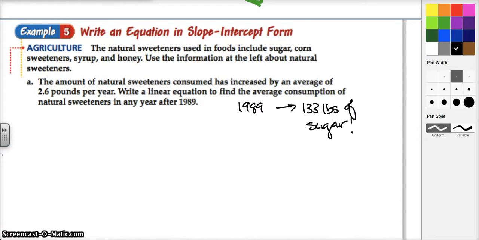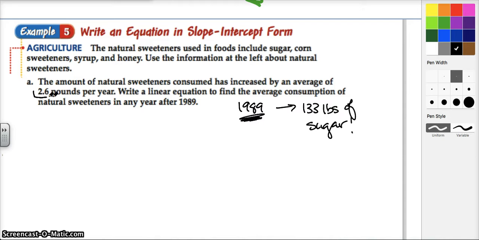The natural sweeteners in foods, they've already told us what they are given by this information. The amount of natural sweetener consumed has increased by an average of 2.6 pounds per year. Write a linear equation to find the average consumption of natural sweeteners in any year after 1989. So we know the starting year, we had an average sugar intake of 133 pounds, and now it's going to increase at a rate of 2.6 per year.